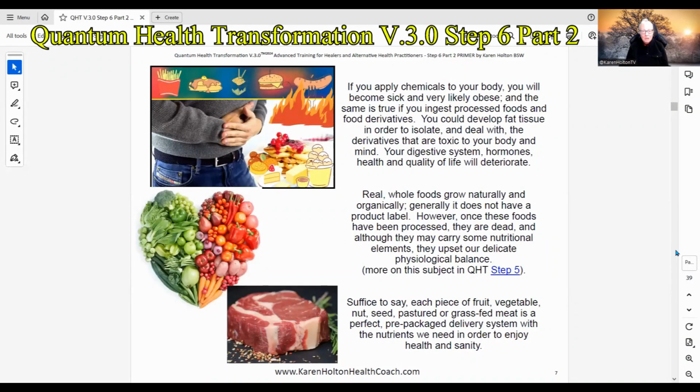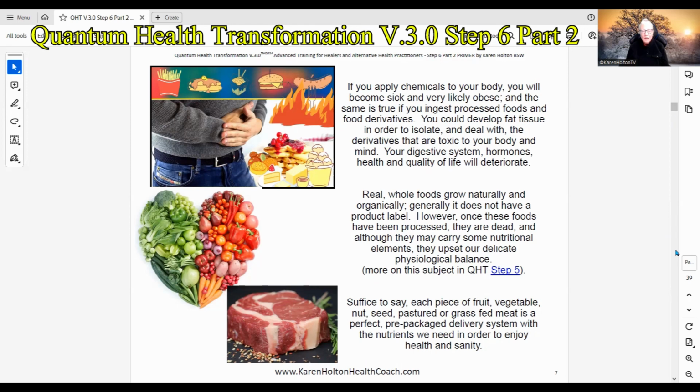If you apply chemicals to your body, you will become sick and very likely obese. And the same is true if you ingest processed foods and food derivatives. You could develop fat tissue in order to isolate and deal with the derivatives that are toxic to your body and mind. Your digestive system, hormones, health, and quality of life will deteriorate.